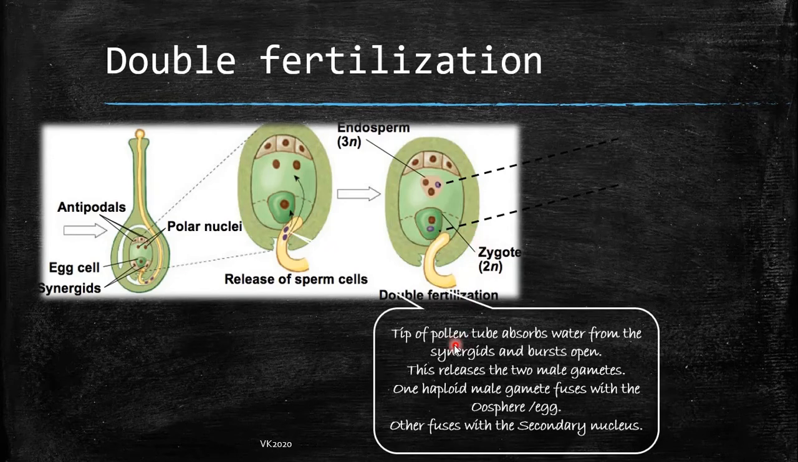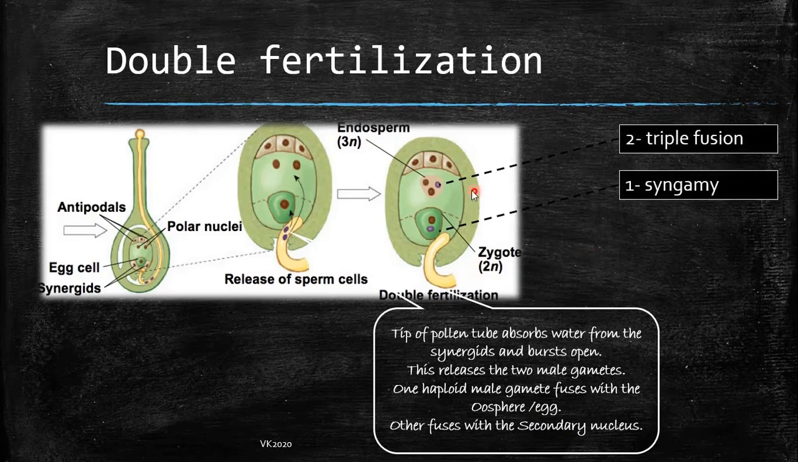So the tip of the pollen tube absorbs water from the synergids and it bursts open. This releases 2 male gametes. One haploid male gamete fuses with the oosphere and the other fuses with the secondary nucleus, as we discussed. So there is triple fusion going on in the secondary nucleus, and hence it forms the endosperm in future, and the oosphere, which has been fertilized by the male gamete, forms the embryo.